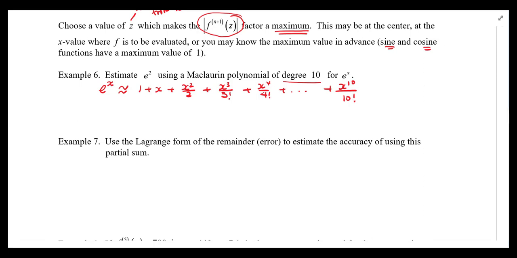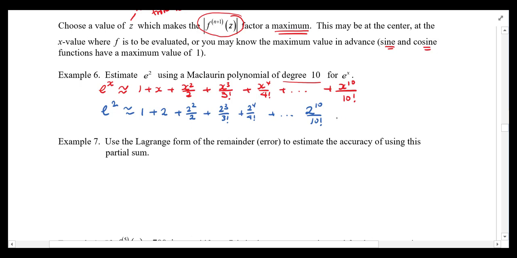And so if I want to estimate e squared, then all I have to do is replace x with 2. 2 squared over 2. 2 cubed over 3 factorial. 2 to the power 4 over 4 factorial. All the way to 2 to the 10 over 10 factorial. And I'm sure right now you don't want to evaluate this, so I'll do it for you. 7.38899.